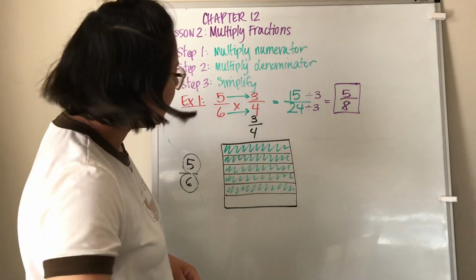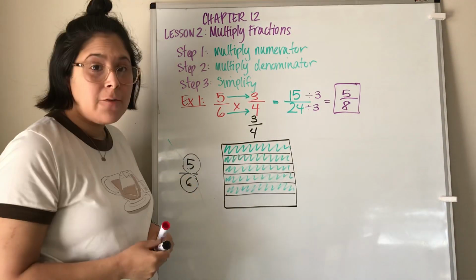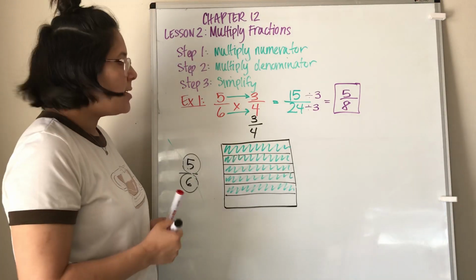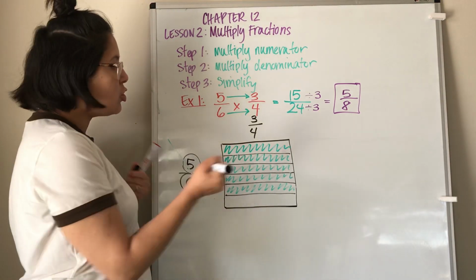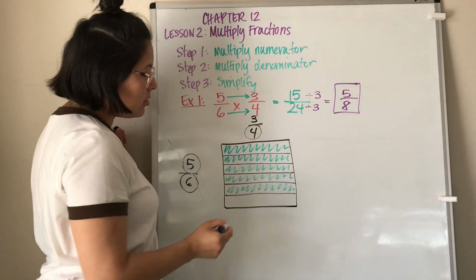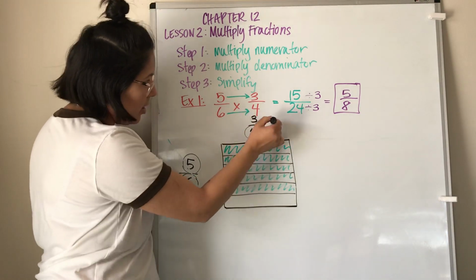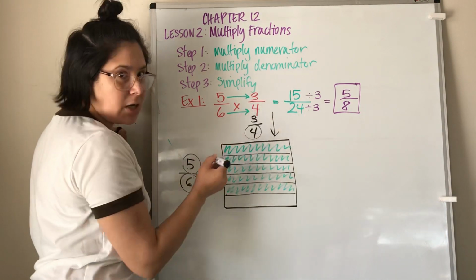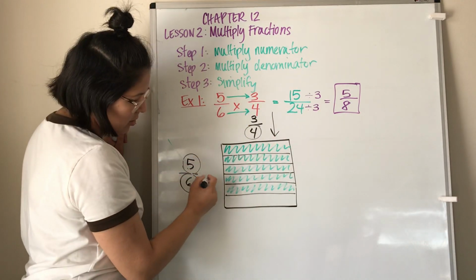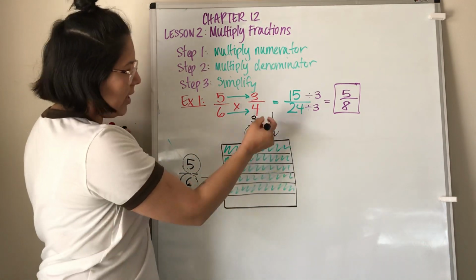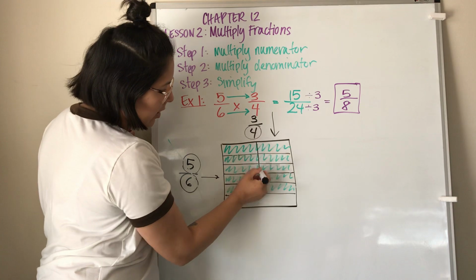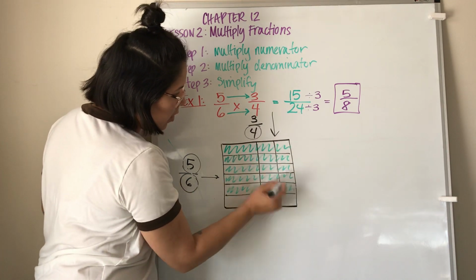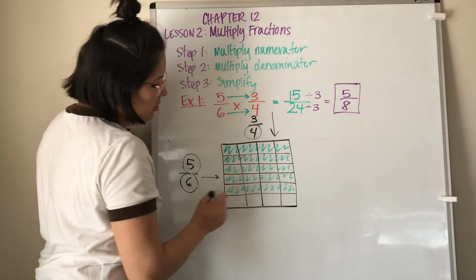Okay, now this 3/4 is telling me to cut my pizza into 4 parts. So I'm going to go down this time. This way it's telling me to go down. That's why it's on the top. It's going up and down. This one's on the side, going side to side. Okay, so this 3/4 is telling me go down and cut it into 4 parts.